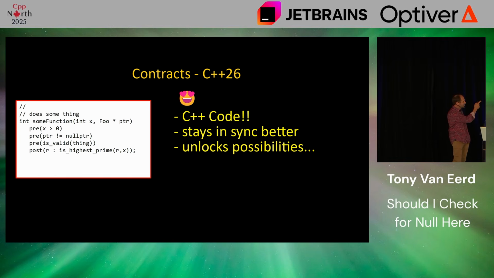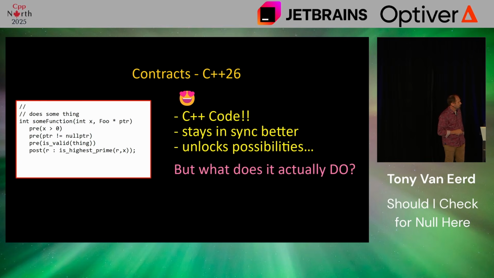But really, so far, that all makes sense. I think if you see the post r colon blah, what's the r? It's the return value of the function. You just gave it a little name, a little alias right there. That's kind of cool. But what's it actually do? Okay, now it's in code, but what's it do?